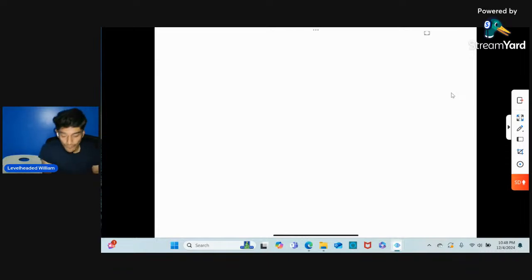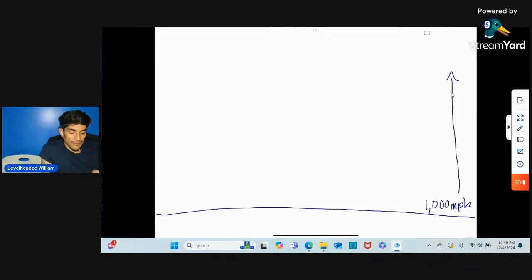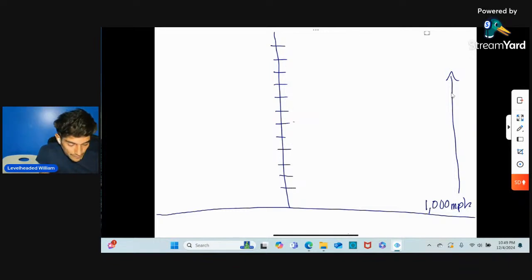So again, with the Earth moving up, let's see. It's kind of hard like this. I think I could do this. Okay. 1,000 miles per hour. Again, the Earth moving up at 1,000 miles an hour, right? And we have an object. We'll do 11 markers for 11 seconds. 1, 2, 3, 4, 5, 6, 7, 8, 9, 10, 11, 12. We'll do 12, right?